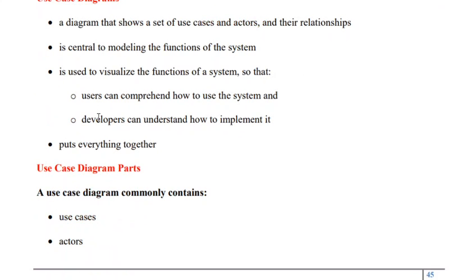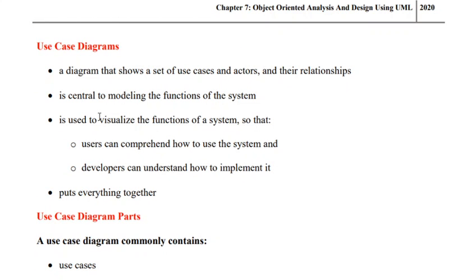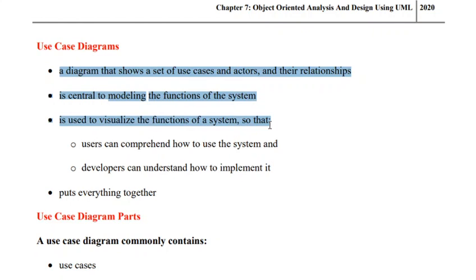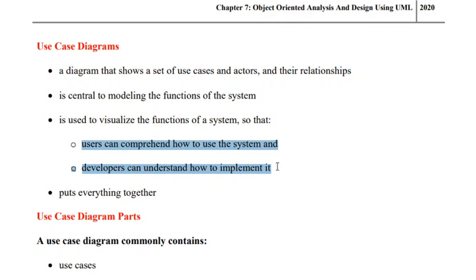Now, a use case diagram. A use case diagram is a diagram that represents use cases, actors, and their relationships. It is central to the modeling of functions of a particular system, because it is capable of highlighting all the possible use cases that are there in the system. It is used to visualize the functions of the system, so users can comprehend how to use the system, and developers can understand how to implement the system. So, a use case diagram is capable of putting everything together.